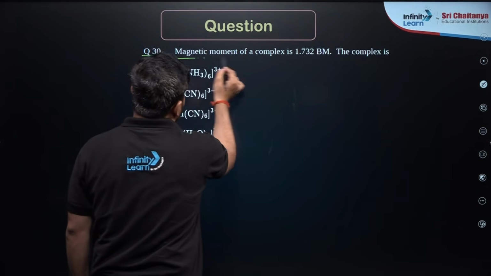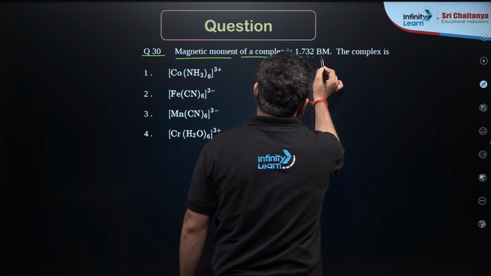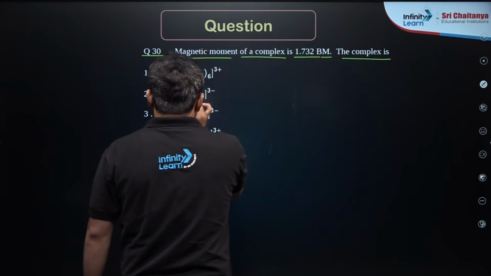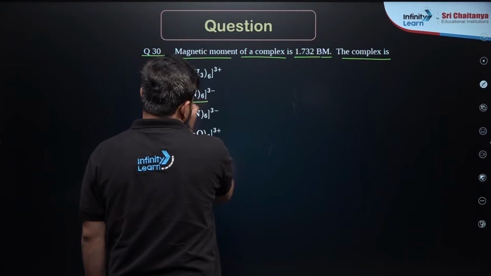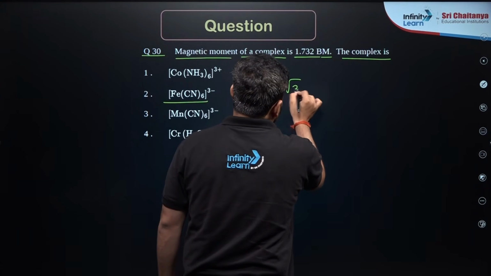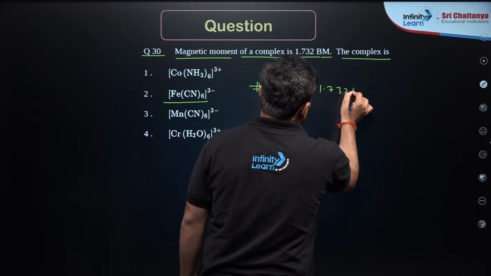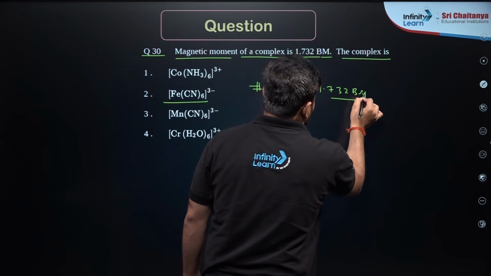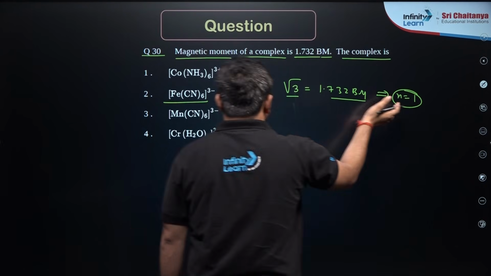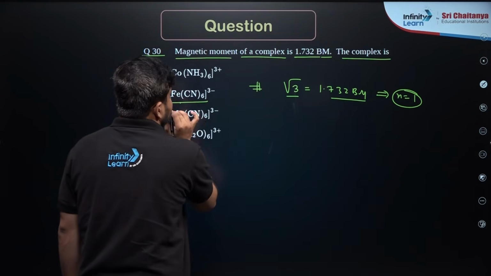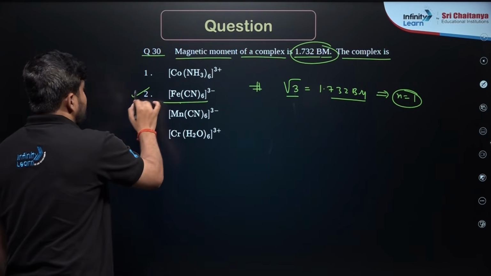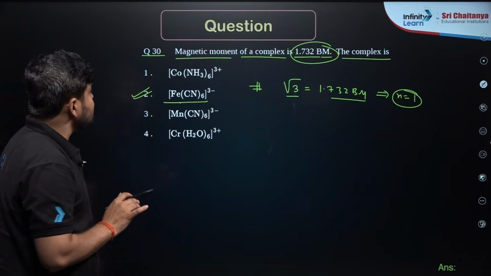question number 30, magnetic moment of complex is 1.732 BM. This complex is basically equal to the second option. Why? Because here √3 value is basically 1.732 BM. So we can write like this, and if the √3 condition is coming, the n value is coming 1, right? If the n value is 1, only this complex is going to match with this one, 1.732 BM. Please remember, so the correct answer is option second.